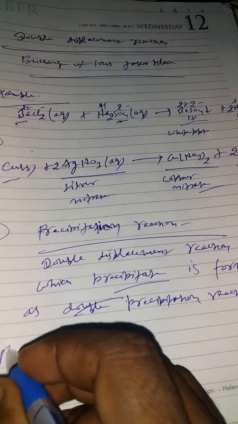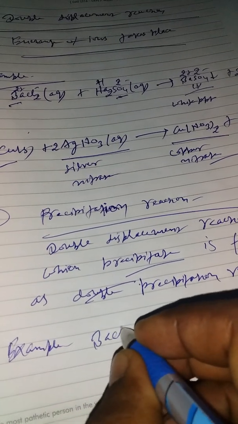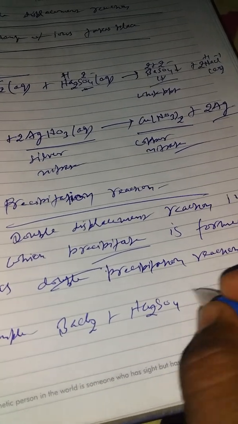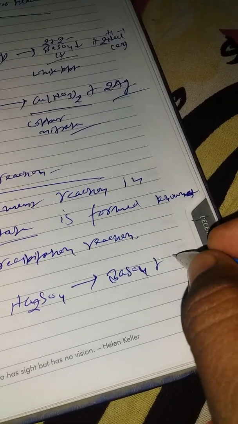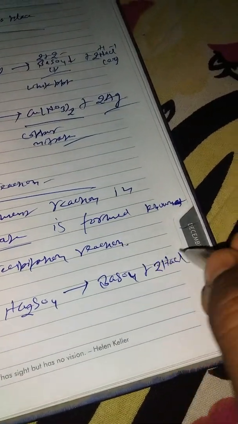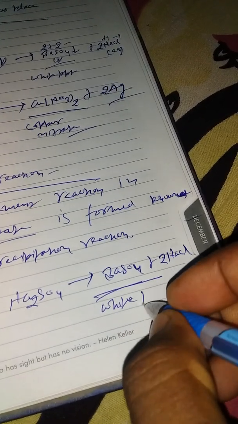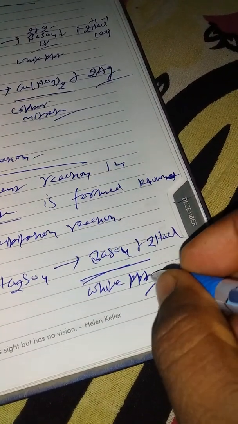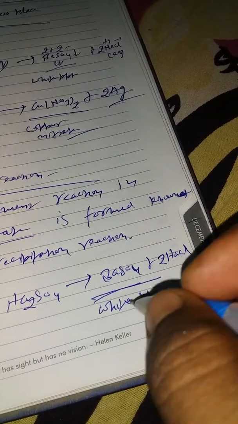As for example, here BaCl2 reacts with sodium sulfate to form BaSO4 plus NaCl. After balancing, here we write 2 NaCl, and this is a white precipitate. Precipitate is abbreviated by the term PPT, white precipitate.